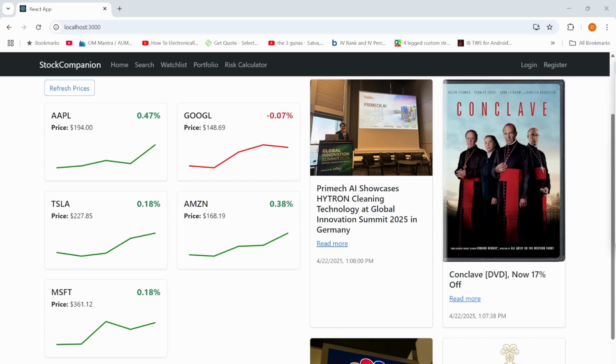Good morning, my name is Morty, and I'm excited to share my full stack web application called StockCompanion. StockCompanion is a comprehensive platform for stock simulation, analysis, and risk management.